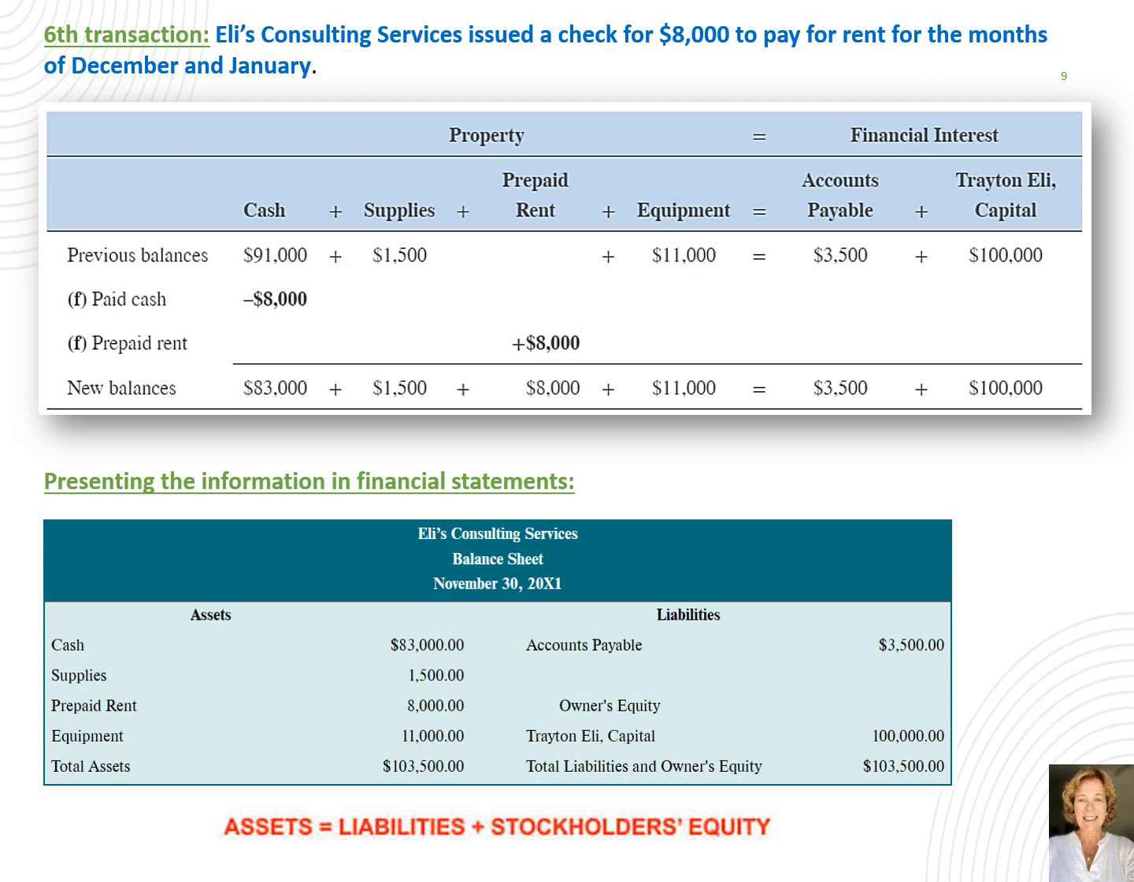Eli's Consulting Services issued a check for $8,000 to pay for rent for the month of December and January. So what do we need to do for this transaction? We need to add an additional account called prepaid rent to the property side of our equation and add $8,000. And we also need to reduce cash by $8,000.